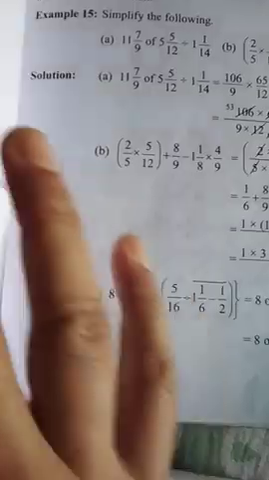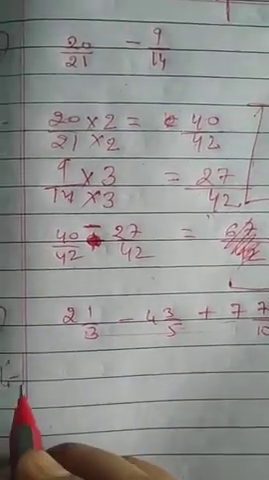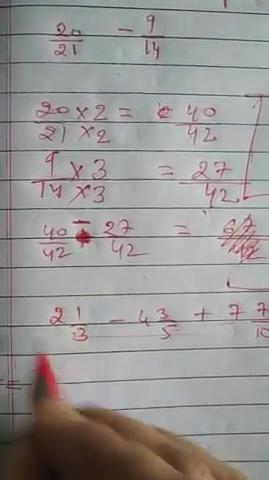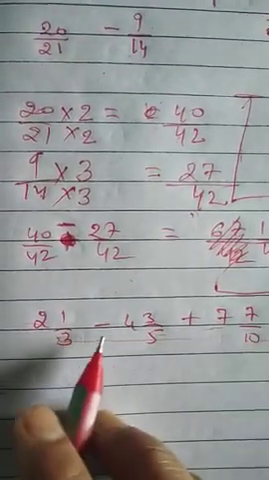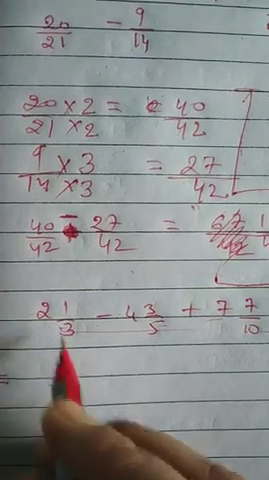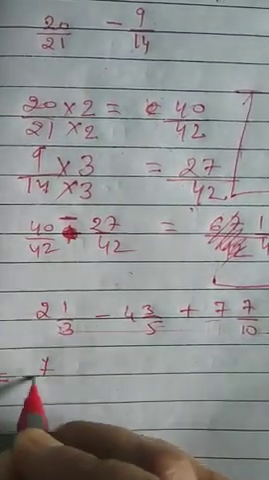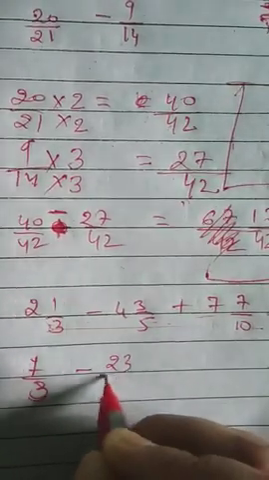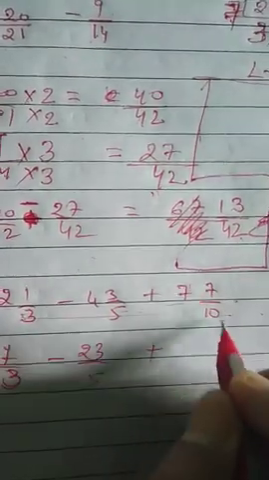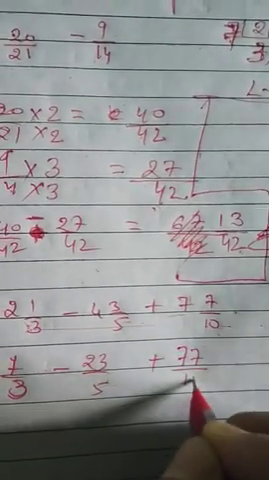Simple. Similarly, I have taken one example question. Suppose this is an example question. If this type of mixed fraction is there, then what will you do? First of all, we will change this into an improper fraction. All the mixed fractions you change into improper fractions. So 3 twos are 6 plus 1, 7 by 3, minus 5 fours are 20 plus 3, 23 by 5, plus 7 tens are 70 plus 7, 77 by 10.